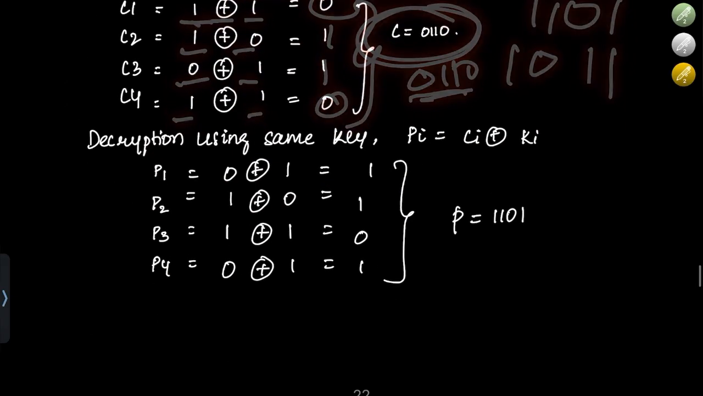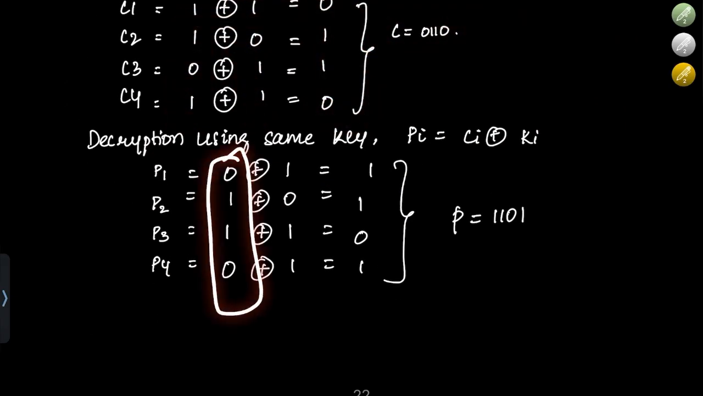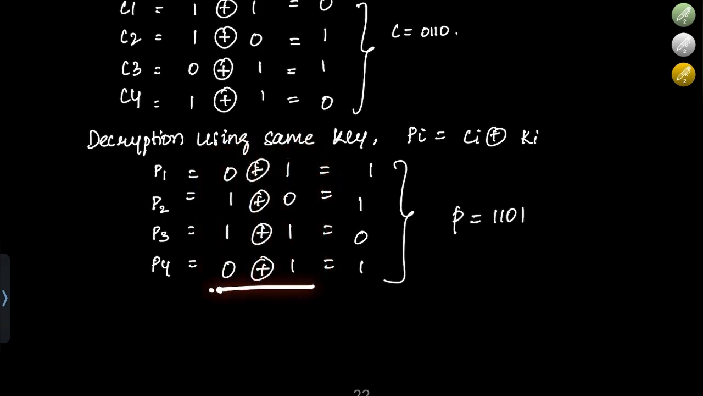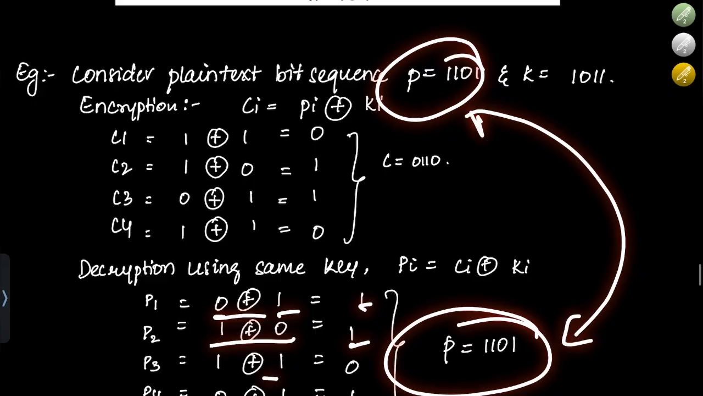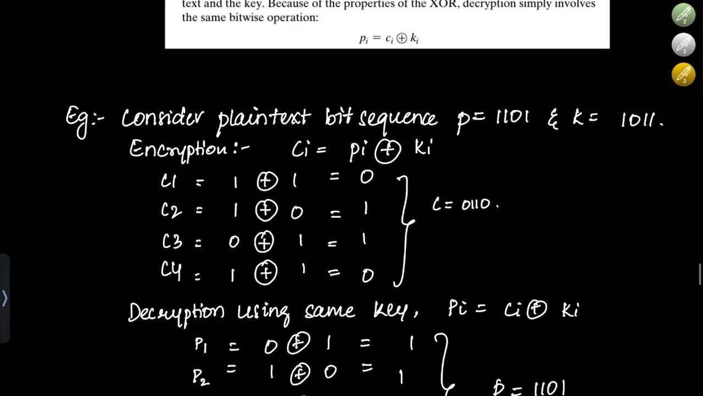Now decryption is the reverse of this. Here we have 0110 and whatever the key was, the same key here. So 0 XOR 1 is 1, 1 XOR 0 is 1, 1 XOR 1 is 0, 0 XOR 1 is 1. So here I have obtained back the plain text. The plain text here and here are both the same. So this was about the example.